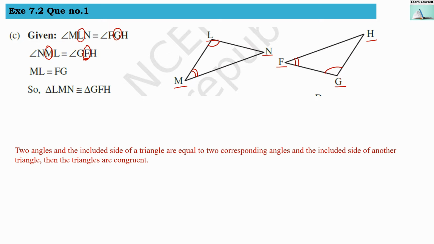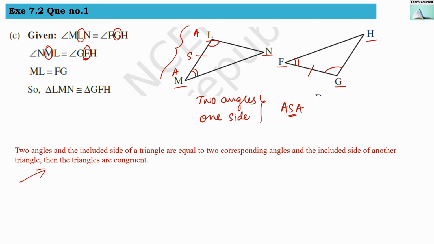Now one more side, that is ML. This side is equal to FG, this side. So two angles and one side. So this is congruent as per our angle side angle criteria if the side is in between two angles. So let us check that. This is a side in between two angles. So yes, these two triangles are congruent as per the angle side angle criteria. And what is the criteria? This is the criteria. So these two triangles are congruent with each other as per the angle side angle criteria.